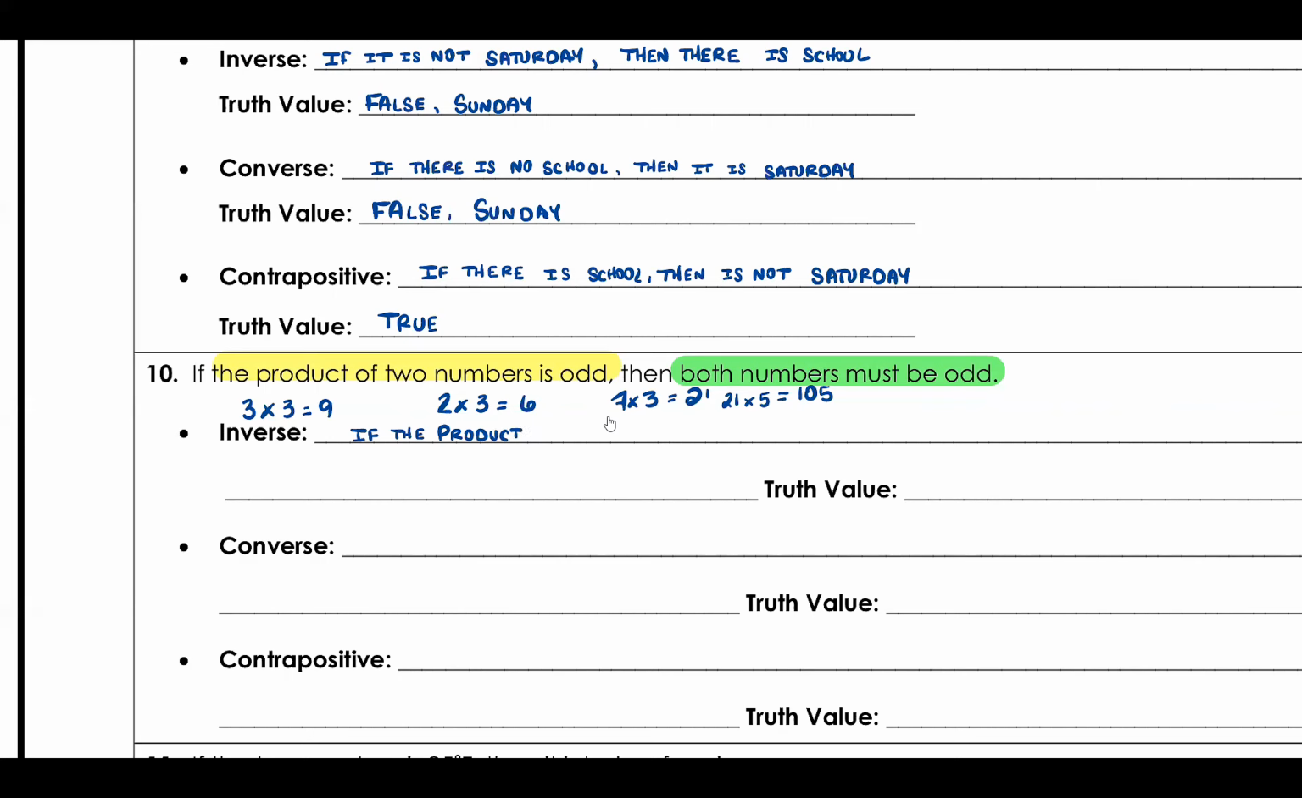Product of two numbers is not odd. Not odd. We want to negate it. So we really want to stay consistent with that not. We're changing the hypothesis. If the product of two numbers is not odd, then what?